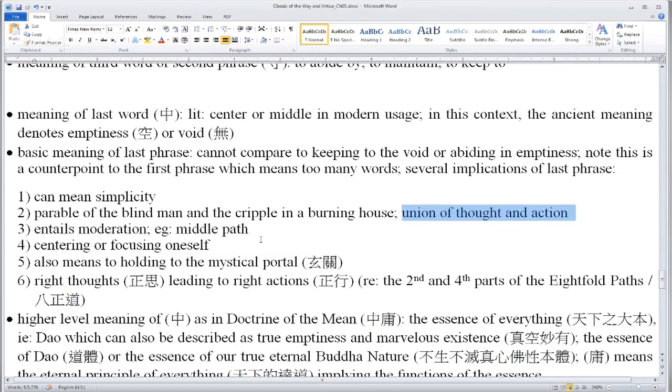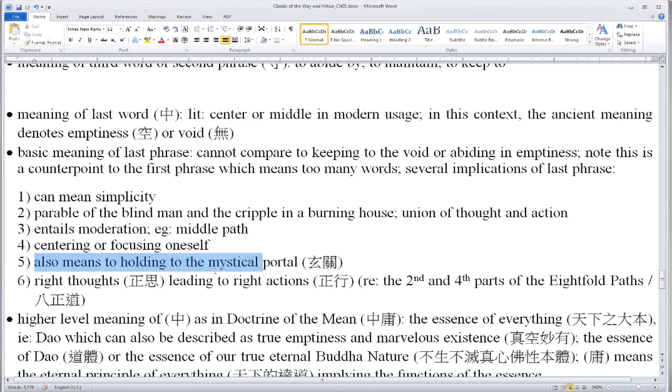Also, it entails moderation, that middle path. Zhong, literally. At a very basic level, that's what it means. Middle path. It can also mean centering or focusing on oneself. Be centered. Our mind should not be scattered. Our mind should be focused, single. It doesn't mean that you can't multitask per se, but it means that in whatever things we're going to do, we should be focused on them. We should not be distracted. Maybe that's another term. It's like Zen meditation.